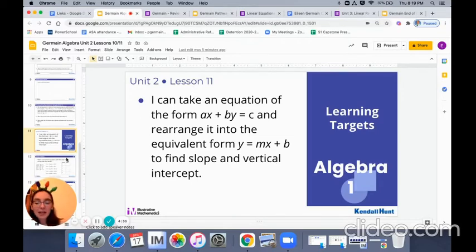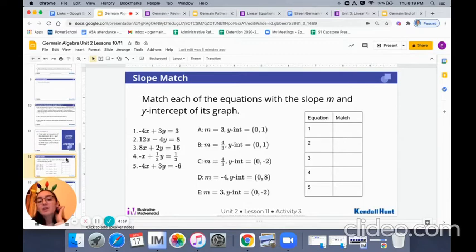So the activity for today is we are matching each of the equations with the slope m and the y-intercept of its graph. Let me tell you what that means. You are taking these 5 equations right here, and you have to convert them to slope-intercept form, or solve them, isolate them for y. These are just like that last one, where we're going to have to do some division because all of our y's have constant values attached to them. They're not just a regular y.